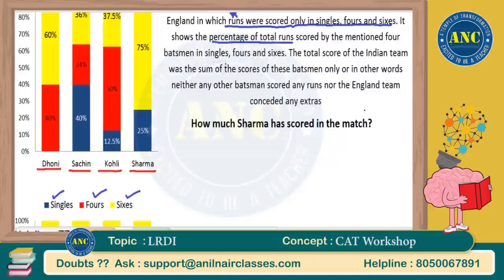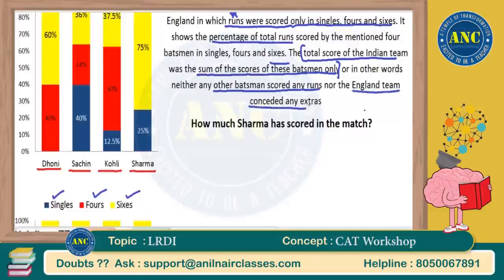Let me read the question carefully step by step, then I'll solve the problem. The total score of the Indian team was the sum of the scores of these batsmen only. Very important point. That means the score of Dhoni, Sachin, Kohli, and Sharma. Neither any batsman scored any extra runs nor did the England team concede any extras.